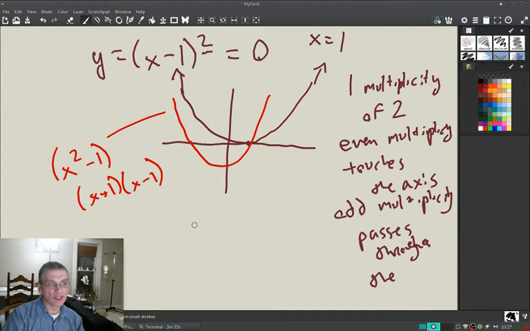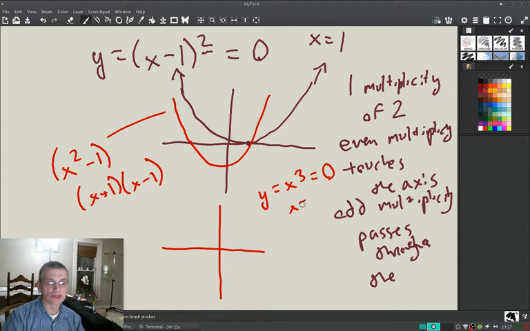In fact, let me give you a cubic equation, the simplest one. Y equals x cubed. So what happens when we set this equal to 0? Well, that's 0 when x equals 0, and it happens 3 times. So this has a multiplicity of 3. This is a degree 3 equation. It has a positive coefficient, so we know it does this. And we know it goes through the point 0 and nowhere else. There are no other zeros. So it's a multiplicity of 3, so it passes through.